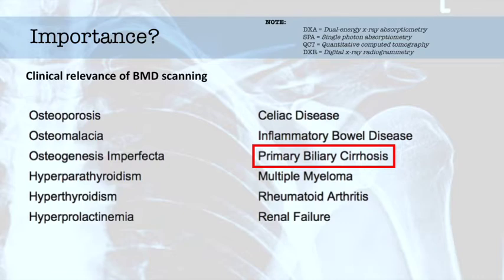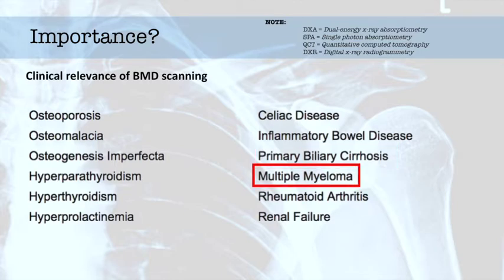PBC is characterised by the inflammation of the intrahepatic bile ducts, which can lead to a loss of BMD. A DXA of the lumbar spine and proximal femur is the primary diagnostic tool for early detection. With MM, the overexpression of a ligand which has the mnemonic RANKL may lead to excessive osteoclast activity and thus more resorbing of bone.